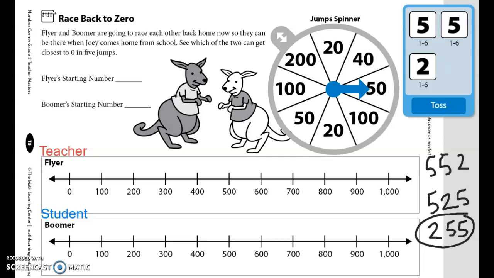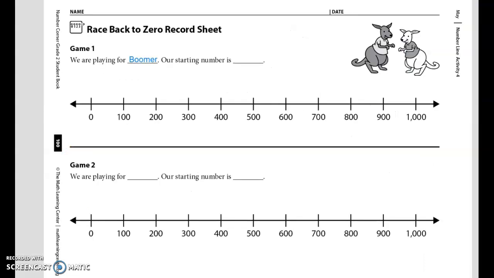Let's fill that in on our number lines. Your starting number will be 255. We'll write that here. And then we want to find 255 on our number line. Thumbs up or thumbs down. Do you see that number on your number line? No, we don't see it.